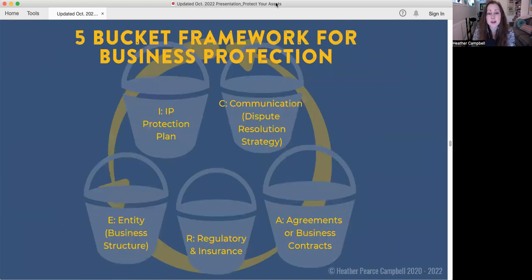So let's look. This is the framework. So if you've got the link to that download, go download it, because this is exactly what we're going to be walking through. And there are several key points that I want you to walk away with related to each of these buckets.